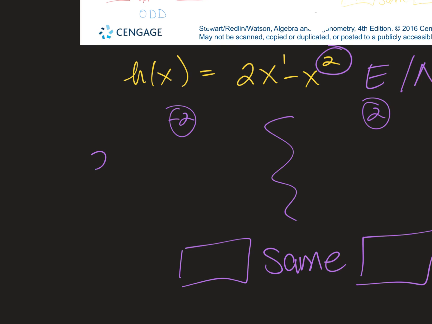Perfect. So I have 2 times negative 2 minus negative 2 squared. I would put everything in parentheses so you guys don't miss signs. So what is 2 times negative 2? Negative 4, right? Minus, what is negative 2 squared? 4. What is negative 4 minus 4? Negative 8. Good. You're fine.